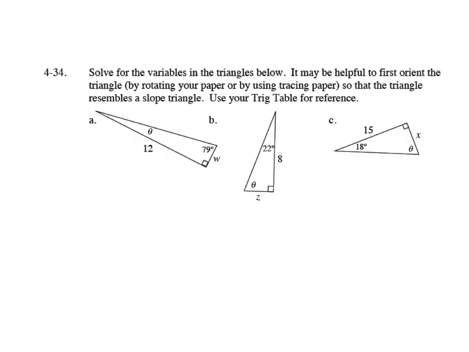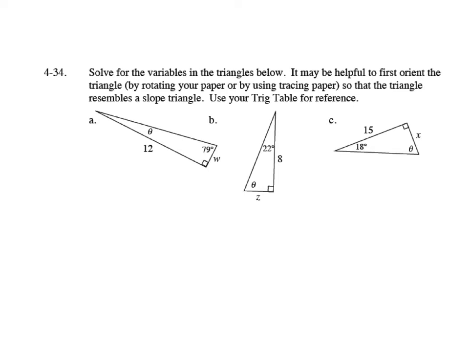So on this problem, it says solve for the variables on problem 34 and the triangles below. It might be helpful to orient the triangle, by rotating the paper using tracing paper, so that the triangle resembles a slope triangle. Use your trig table for a reference. So you can go back to another video where I asked you to take a screenshot where they keep saying trig table. But those are just the ratios of the sides of certain slope angles that we have.